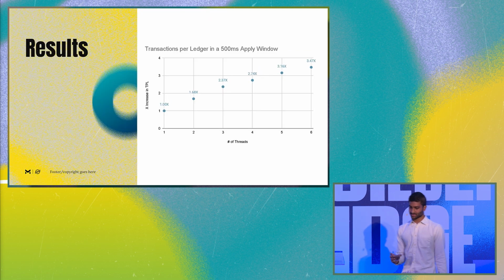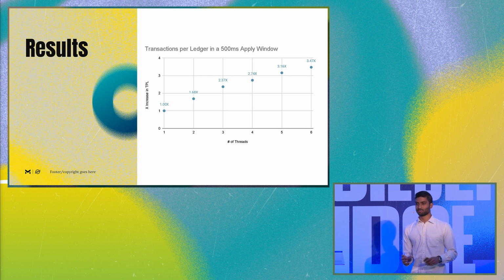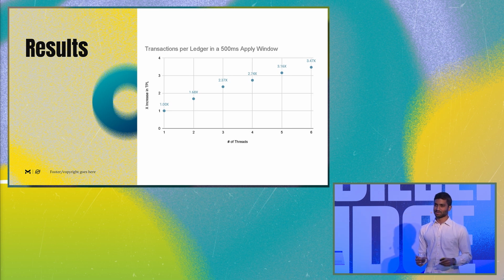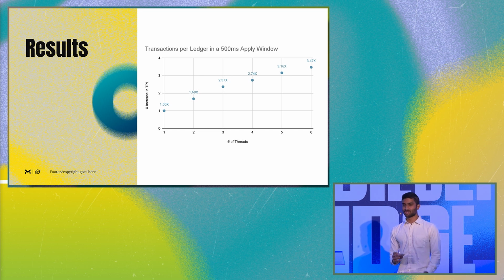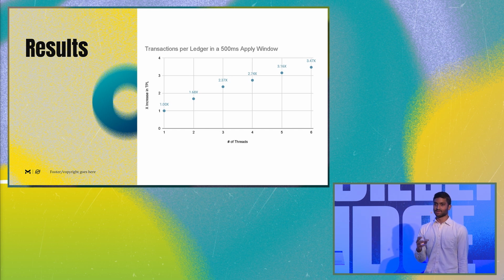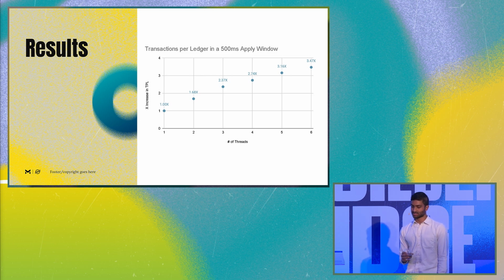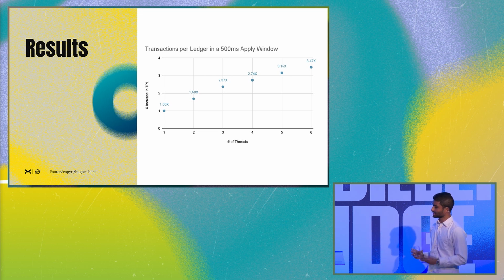So now let's look at some results. And please keep in mind that these are very, very preliminary numbers using a prototype with the benchmarks being run on my laptop. And the workload is also very specific. Each transaction is conflict-free. It's using 50 million instructions per transaction, and each transaction is reading 30 entries that are a kilobyte each. And we're measuring how many transactions we can fit into a ledger within a 500 millisecond apply window.